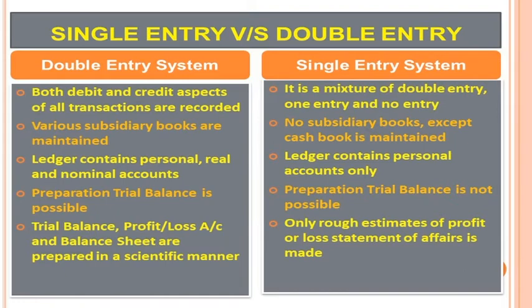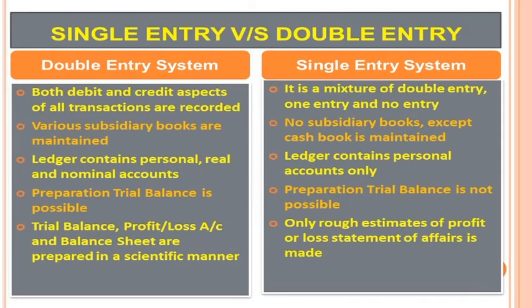Single entry is a mixture of double entry, one entry or no entry. Sometimes we may not write the entry at all. Under double entry, various subsidiary books are maintained. What are the subsidiary books? Credit sales book, credit purchases book, sales returns book, purchase returns book, bills receivable book, bills payable book, journal proper. These are the subsidiary books which we are maintaining.